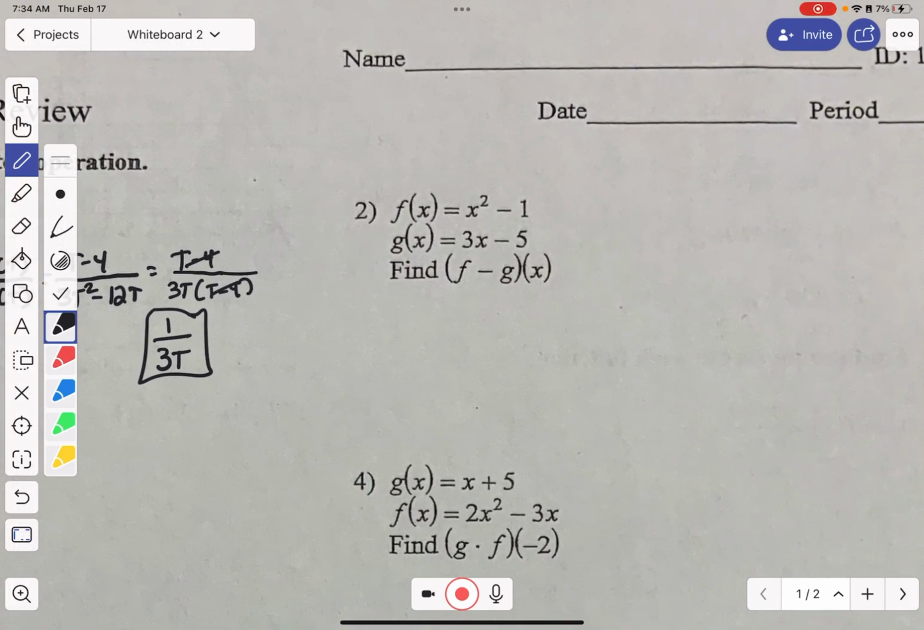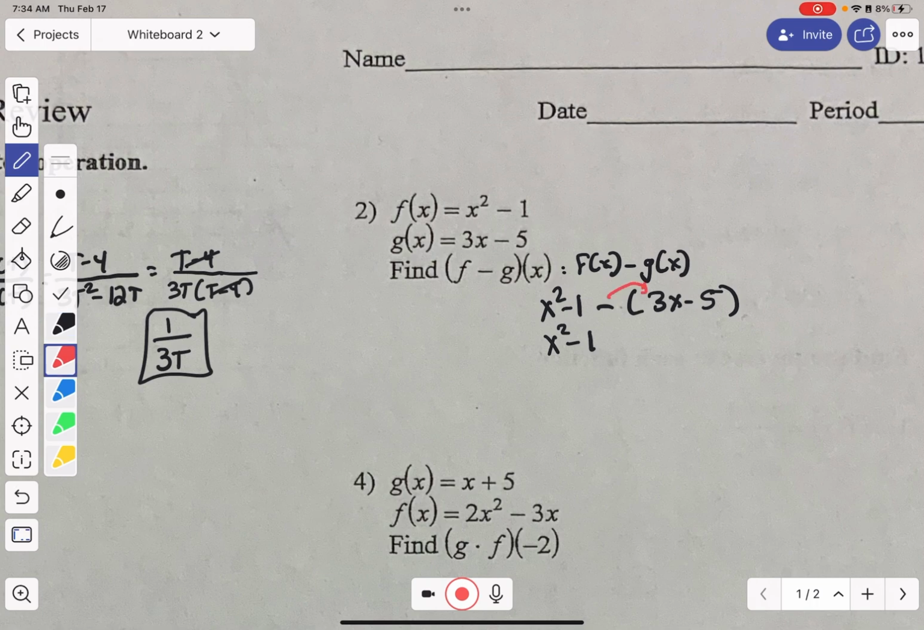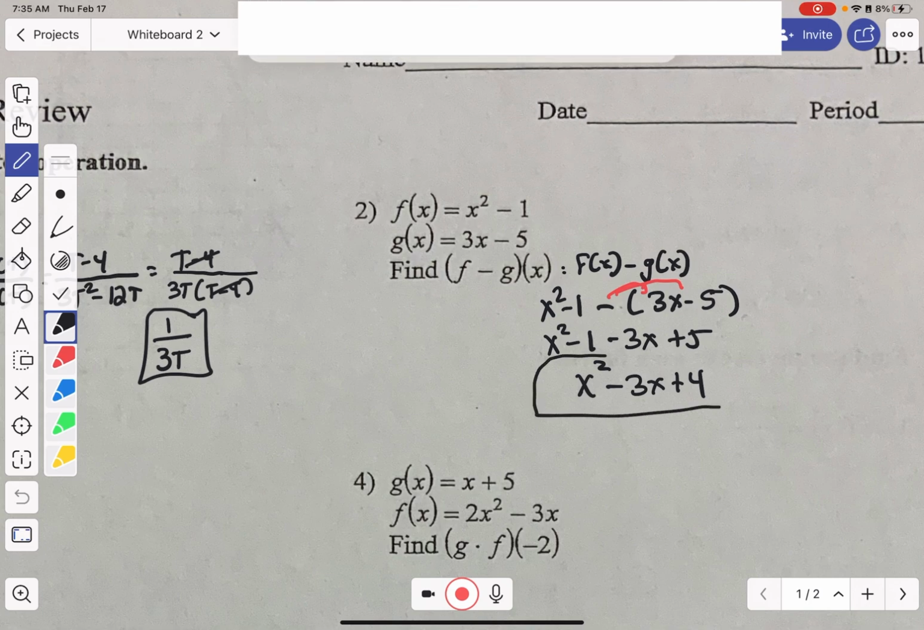Number 2, f minus g of x. So again, we've got f of x minus g of x. Our f of x function is x squared minus 1. I'm putting a minus sign, so I'm going to put a parentheses. And then our g of x function is 3x minus 5. I'm going to go ahead and rewrite it, making sure I distribute the negative into each of those terms. So we're going to have negative 3x plus 5. Combine like terms, put it in standard form. So x squared minus 3x plus 4 is our solution.